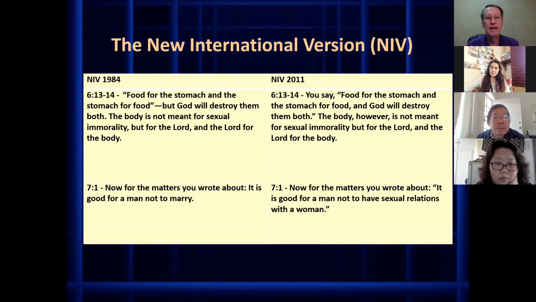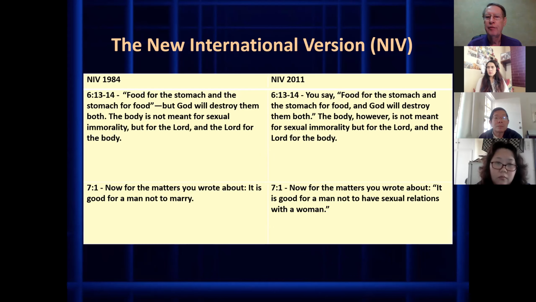For example, in the NIV 1984, 1 Corinthians 6:13-14, notice the quotation marks here. Food for the stomach and the stomach for food. That's in quotes. And then it says, but God will destroy them both. The body is not meant for sexual immorality, but for the Lord, and the Lord for the body. Now, as I read that for many years, I thought, Paul cannot be saying this. Paul cannot be saying that God will destroy both the stomach and food. Look at chapter 15. And when we come to the NIV 2011, it makes a lot more sense.